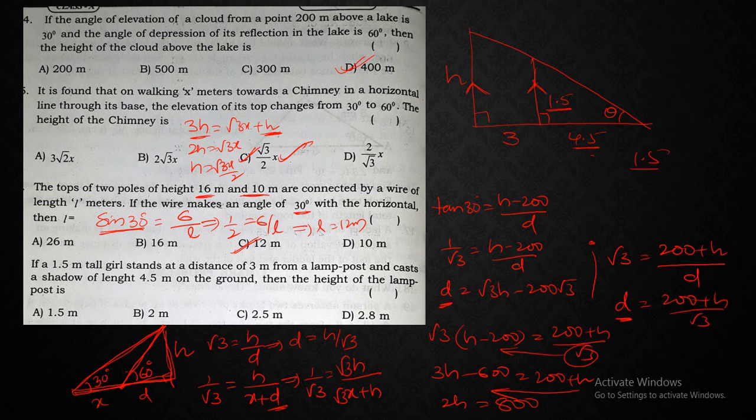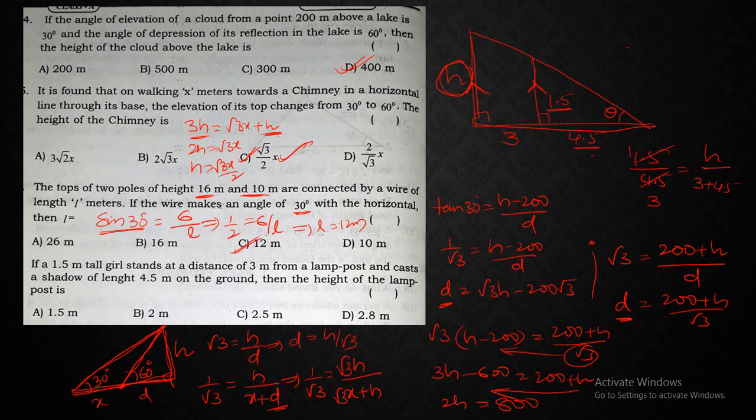so 1.5 by 4.5 is equal to, this height h is with respect to this big triangle, no? So that means h by 3 plus 4.5. So this is 3 plus 4.5. So 1.5 times 3 is 4.5. So this goes one time, this goes 3 times.